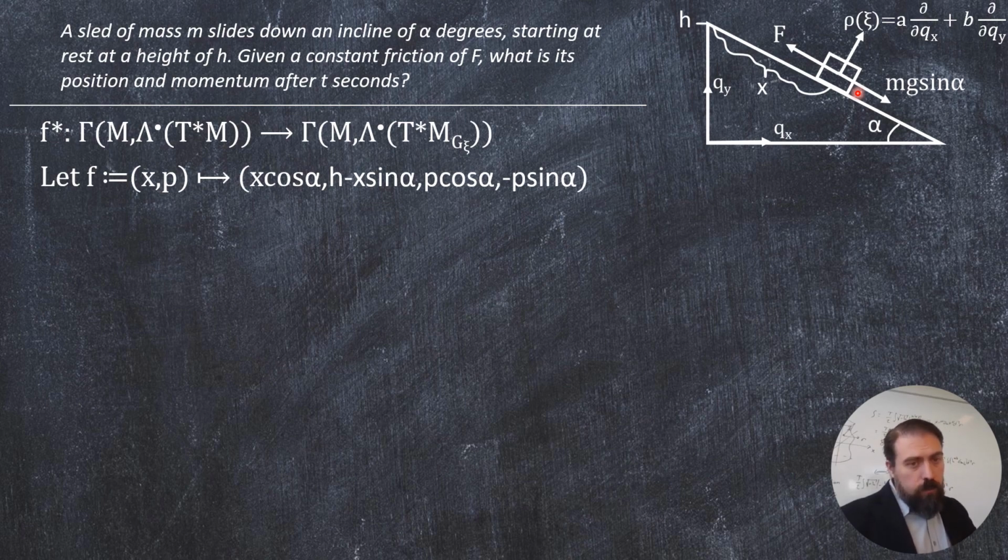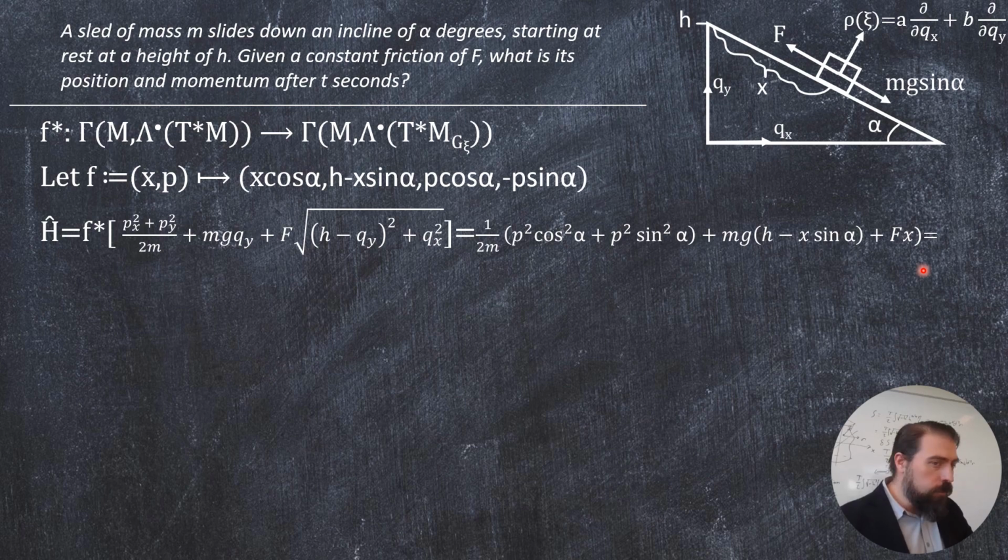Then it's fairly simple to write the qx, the qy, the px, and the py. Because if I want the qx, I'll just project it in the qx direction, multiply by cosine alpha. To obtain this qy, I will have to make reference to h, but I think you'll see if you look at the picture that the qy is just going to be h minus x sine alpha. And similarly, for the momentum in the px direction, we're going to have p cosine alpha, and in the py direction, we're going to have minus p sine alpha.